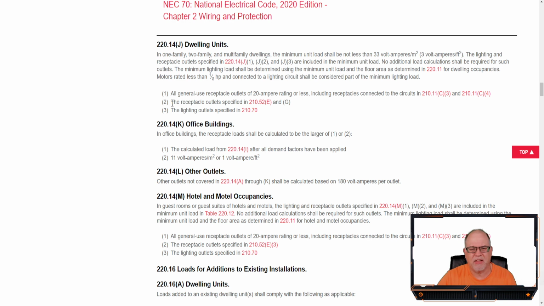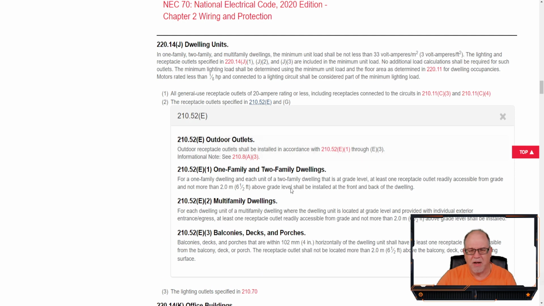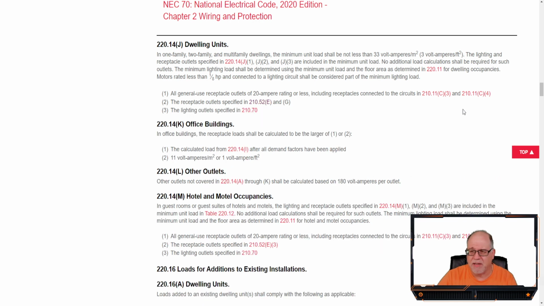Next, it goes on to say the receptacle outlets specified in 210.52(E) and (G). So the garage is taken care of. Those receptacles in 210.52(E) are already taken care of. And if you want to look at those, we can go look at them. I can click 210.52, and you can see these are the outside receptacles right here. That's the one you would have at the front and in the back of a dwelling, already taken care of in that 3 VA per square foot.